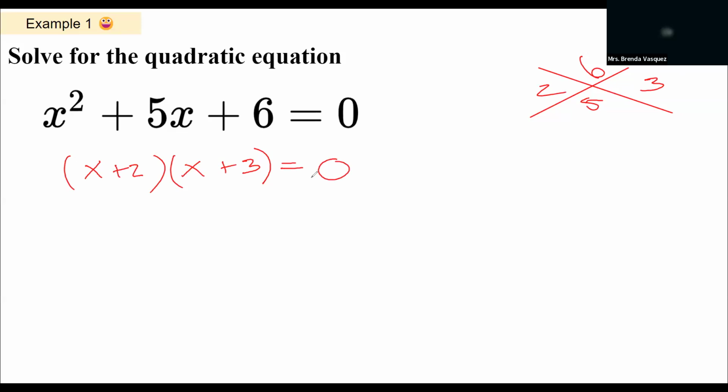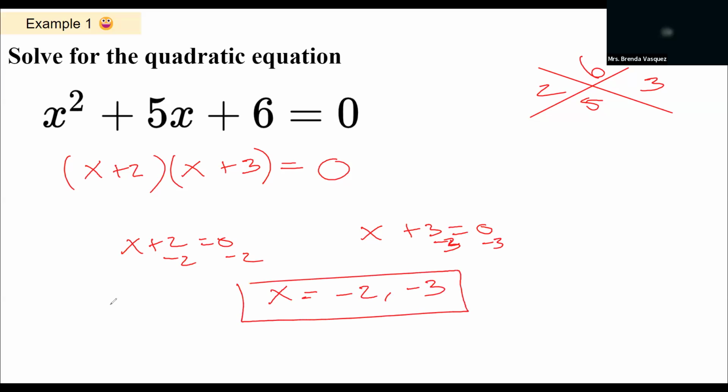So what do I do with the two factors? Make them equal to 0. So my first factor is x plus 2 equals 0. And the second factor, x plus 3 equals 0. One-step equation. Subtract 2, subtract 3, x equals -2 and -3.